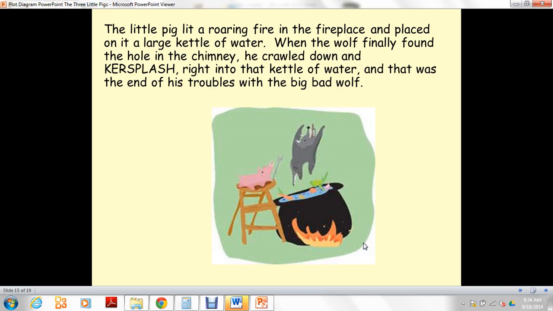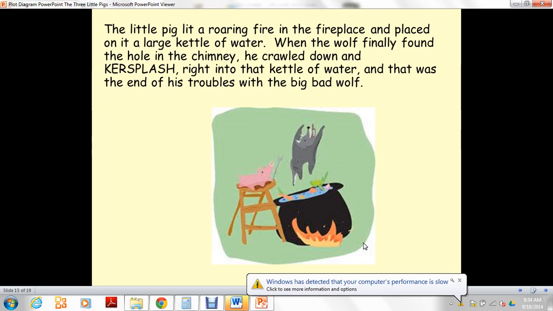The little pig lit a roaring fire in the fireplace and placed on it a large kettle of water. When the wolf finally found the hole in the chimney, he crawled down and splash right into that kettle of water, and there was the end of the big old bad wolf.